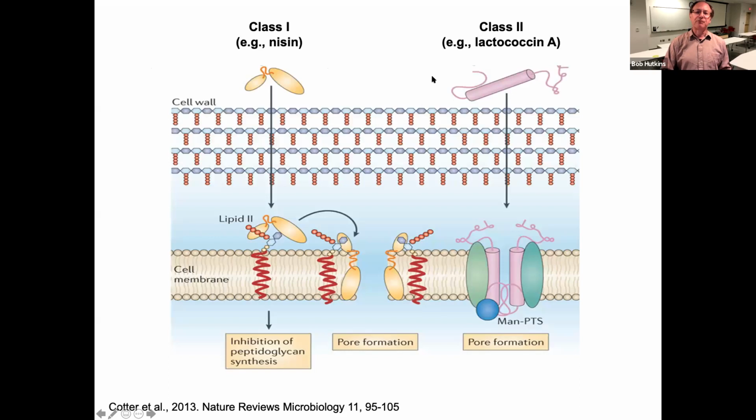Okay, so here's the mode of action of class 1 and class 2. The best example of a class 1 bacteriocin is called nisin, N-I-S-I-N. This is different from niacin, N-I-A-C-I-N, the vitamin. Okay, that's different completely. And here's an example of class 2, lactococcin, produced by a Lactococcus. This is also produced by a Lactococcus, by the way.